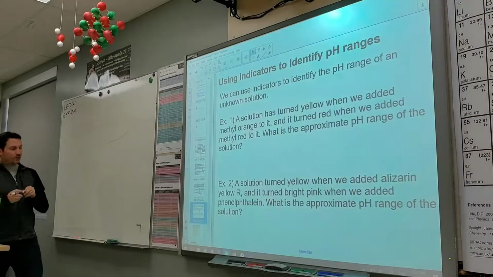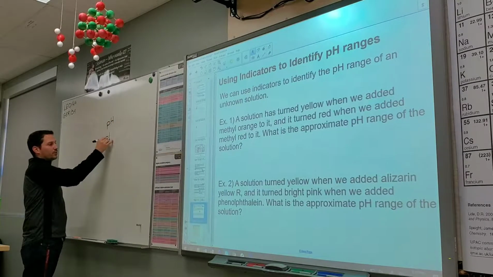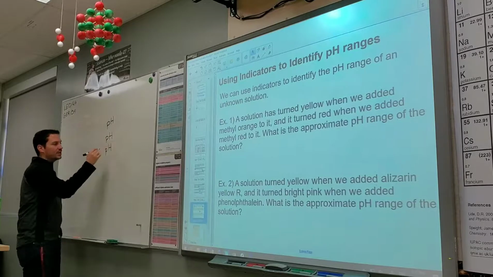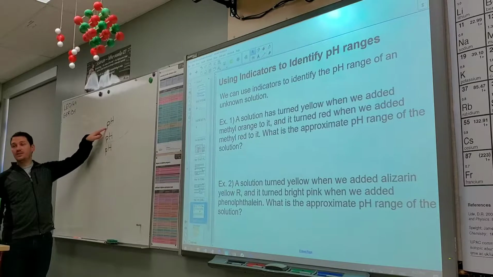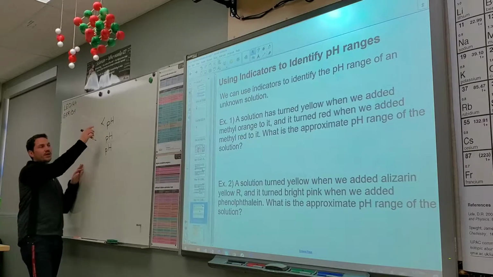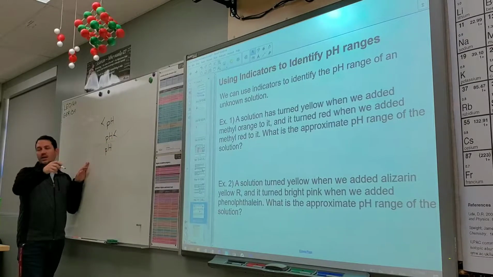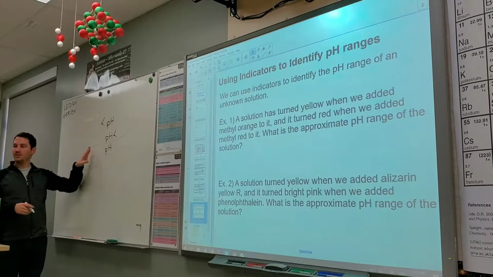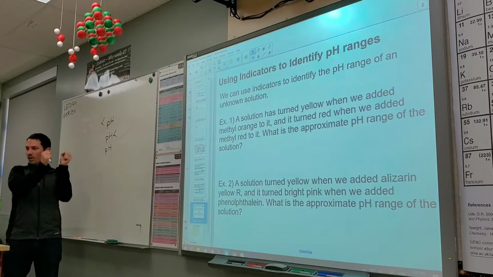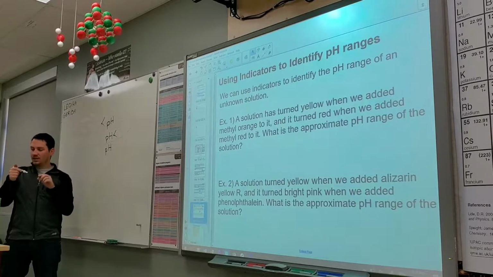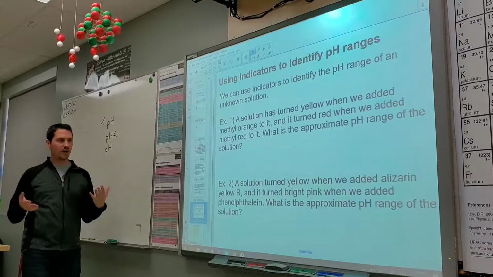For every indicator, we're going to write the letters pH. And we want to say the pH either has to be greater than something or it has to be less than something. Then we'll pick the highest of the low ranges and the lowest of the high ranges, and that'll pinpoint what pH range we have to be in between. I know that that's confusing at first, but let's try this out.